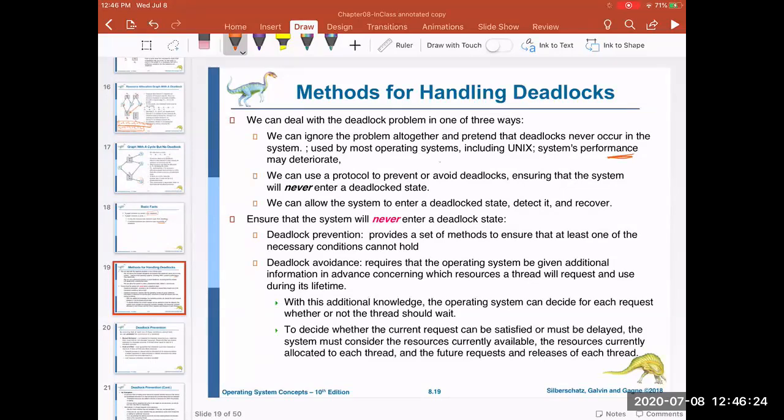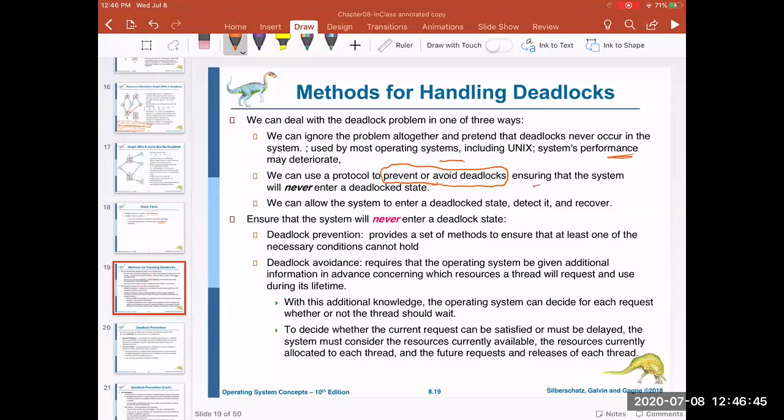So normally the operating system says, okay, I ignore the problem, and then it is up to the application developers and other implementations to take care of deadlocks. Then we have the option to prevent or avoid the deadlocks. So we can prevent the deadlock or avoid the deadlocks.